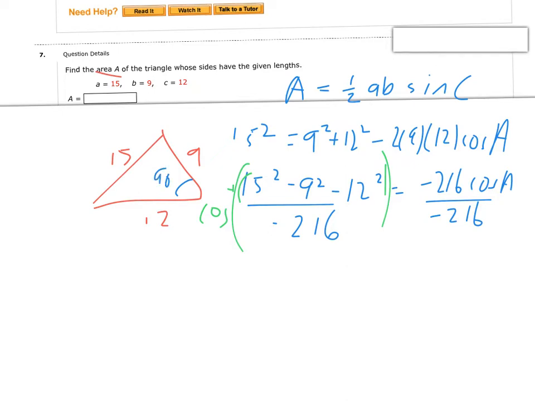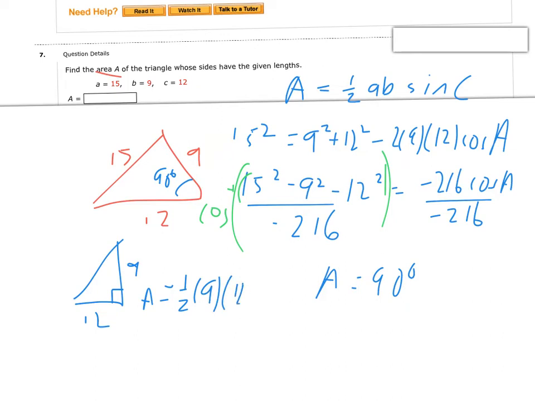Oh, you know what? That's going to make this even easier. Angle A is 90 degrees. Okay. And that's going to make it easier because actually if this is a right triangle, I can actually just use 9 and 12 and say area equals 1/2 base times height. And so in this case, what is that? That's going to be 6 times 9. That'll be 54.